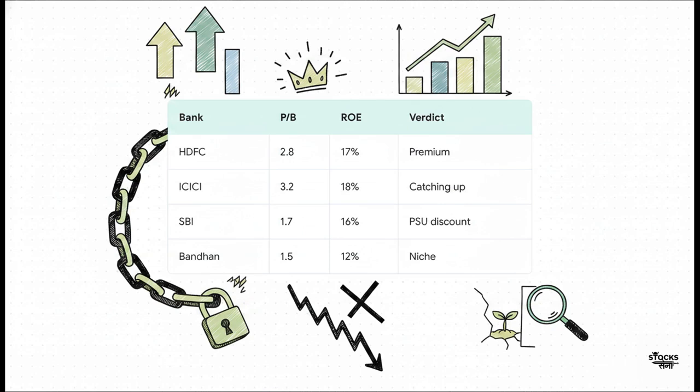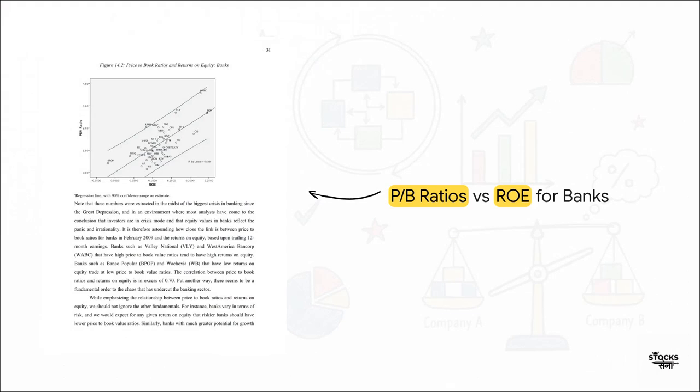Even with really similar returns, the market simply will not pay the same multiple if the underlying risks are fundamentally different. And this scatter plot right here brilliantly illustrates that exact relationship. Notice the price-to-book ratios on the vertical axis against the return on equity on the horizontal axis for a whole basket of banks. Look at that clear upward-sloping trend line. There is an undeniable structural order to this chaos. Banks that generate higher returns on their equity are mathematically rewarded with higher price-to-book multiples. It's a nearly perfect correlation.